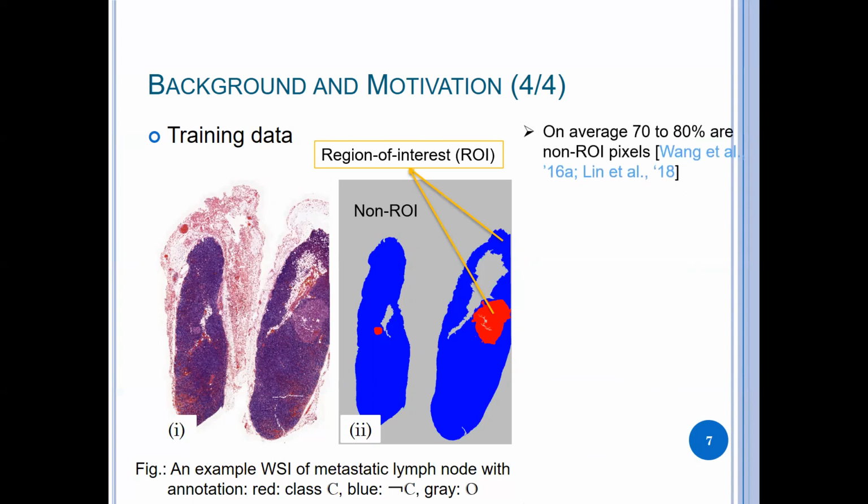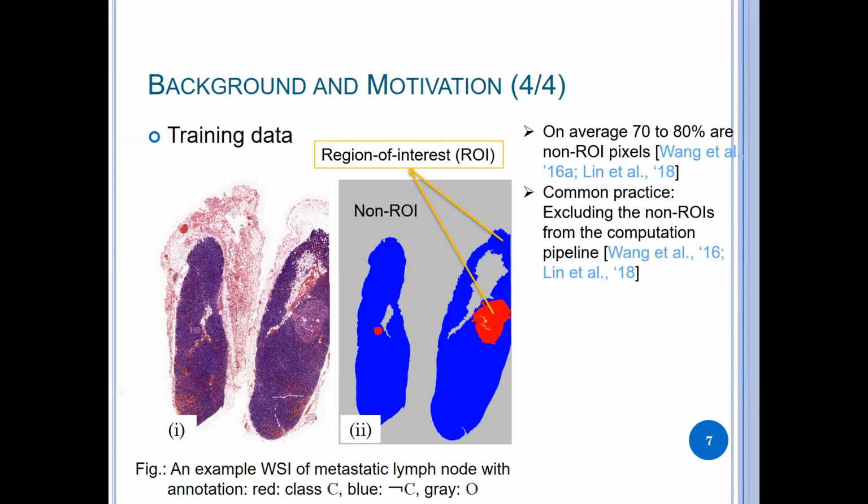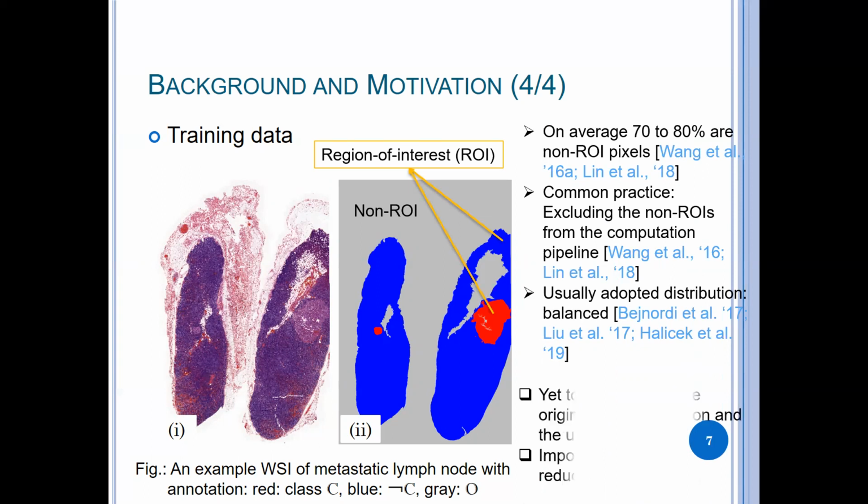In a whole slide image dataset, on average 70 to 80% are non-ROI pixels, and the common practice is filtering out non-ROI and adopting balanced distribution for further processing. Thus, the original or natural distribution and non-ROIs are yet to be explored. In this paper, we are exploring those. The importance of the exploration lies in the false positive issue of the state of the art. In the state of the art, the false positive issue is still unsolved, and one of the reasons for false positives is interclass similarities and intraclass differences.